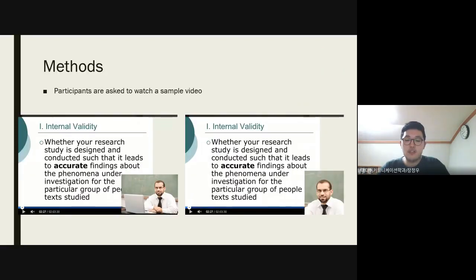Participants are asked to watch sample videos of lecture with different types of an instructor's visual information, video versus photo, and different camera angle, waist shot versus bust shot. The left sample photo is an example of lecture with waist shot, and the right sample photo is an example of lecture with bust shot.